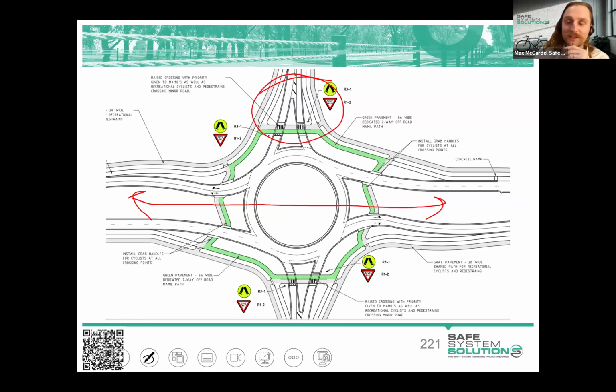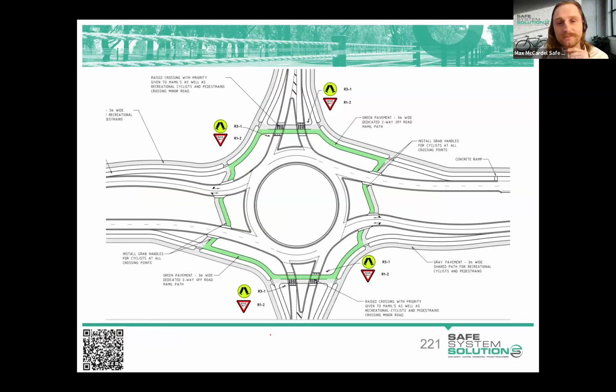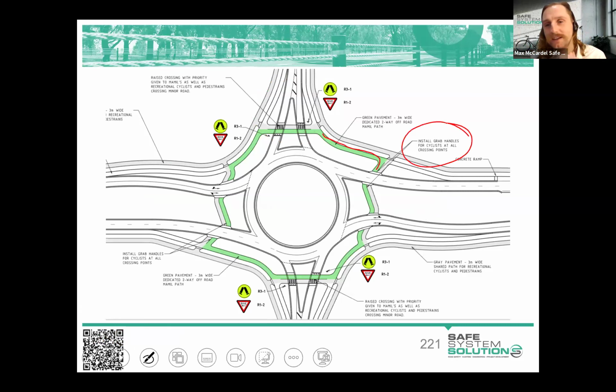So to put that into perspective, if you're a bike rider and you wanted to cross the major thoroughfare, we'll see the designer has made a note to install grab handles, just those U-bollard things, for cyclists at these crossing points. In other words, priority is maintained for general traffic.